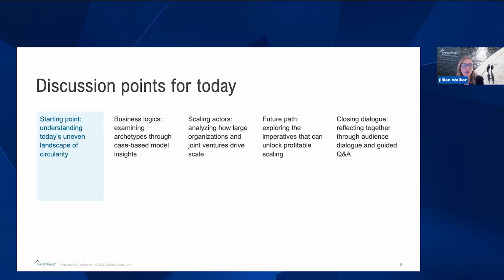Our conversation will move from understanding the uneven landscape of today's circularity and circular economy, why progress looks so different across regions and industries. And then we will explore some of the business logics and archetypes that illustrate how organizations are applying circular principles in practice. We'll then look at scaling actors, so the large enterprises and the joint ventures that are shaping how circular models are achieving real-world scale. And then we'll discuss the future path toward profitable scaling.